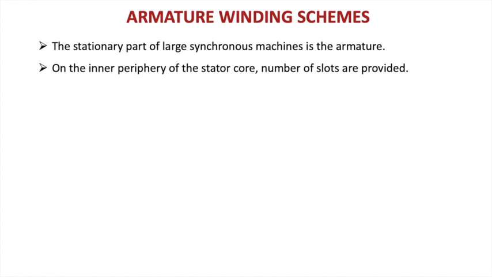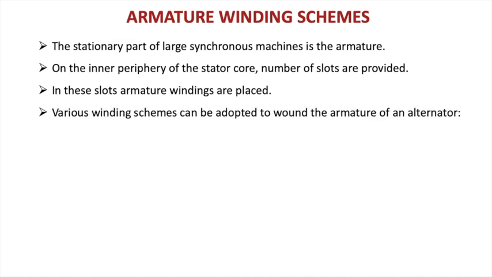First of all, what are the armature windings? The stationary part of the large synchronous machines is the armature. On the inner periphery of the stator core, a number of slots are provided, and in these slots armature windings are placed. Various winding schemes can be adopted to wind the armature of an alternator.